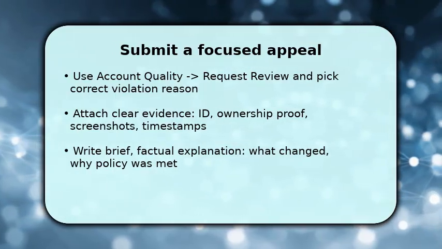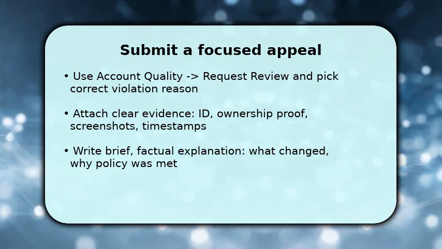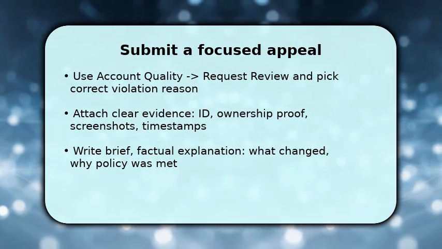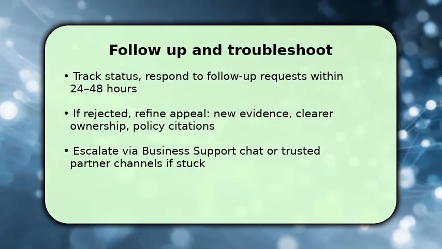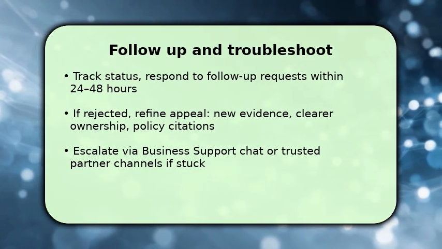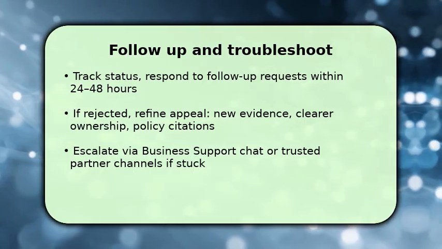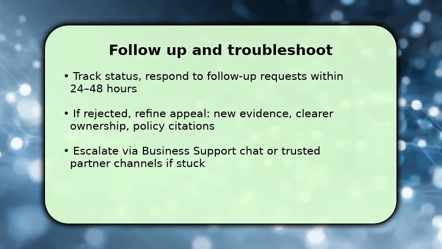Once submitted, note the case number and set reminders to follow up. If you hear nothing in 48 hours, finish by actively monitoring the appeal status and responding quickly to any Meta requests. Prompt replies keep your case active. If the appeal is rejected, reassess, add new evidence, simplify your explanation, and cite the exact policy lines you meet. Make sure you removed any problematic posts before reappealing.